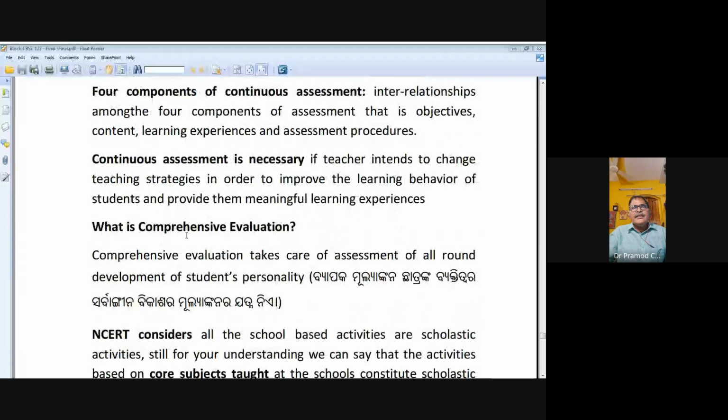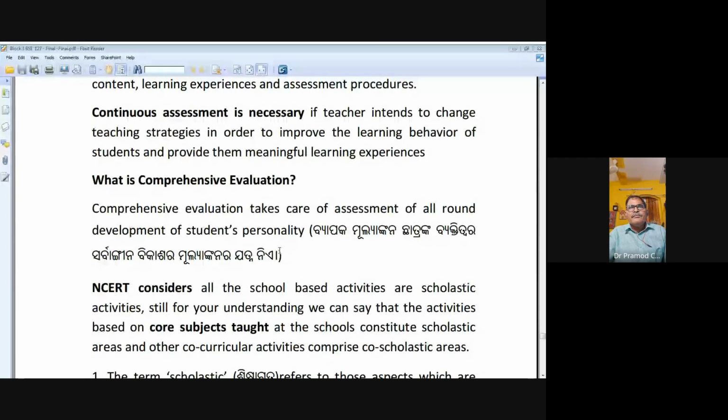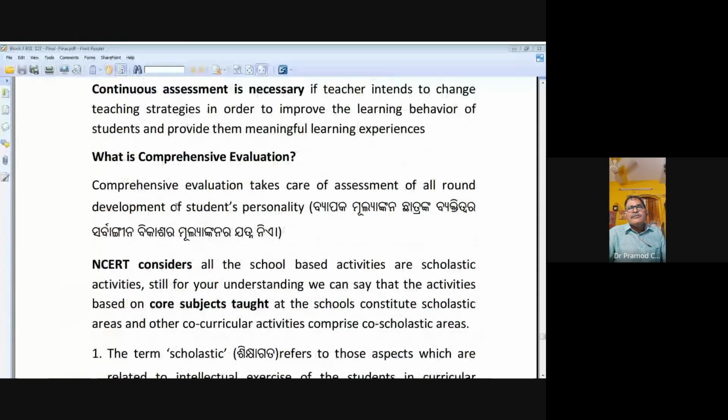But when we are saying comprehensive, suppose comprehension questions, that is understanding questions, in teaching a particular subject, comprehension questions we are putting. So here we will have to consider the all-round development of the student's personality. We will consider all-round aspects of the child.